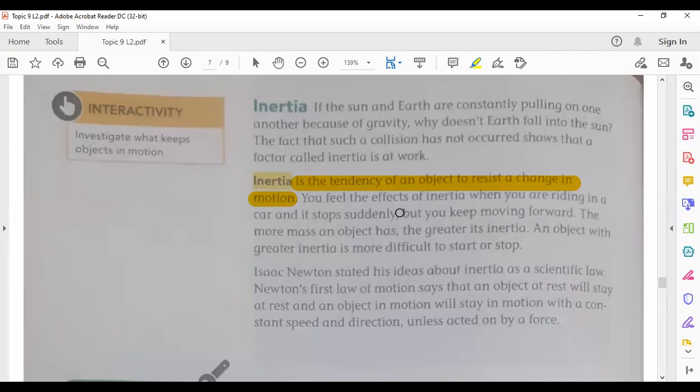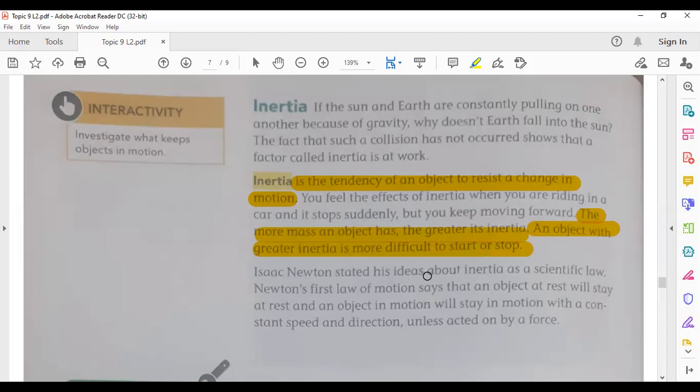Okay, so you feel the effects of inertia when you are riding in a car and stop suddenly, but you keep moving forward. The more mass an object has, the greater its inertia. An object with greater inertia is more difficult to start or stop. For example, elephant and cat, which has a greater inertia? Of course, the elephant has greater inertia because it has a greater mass.